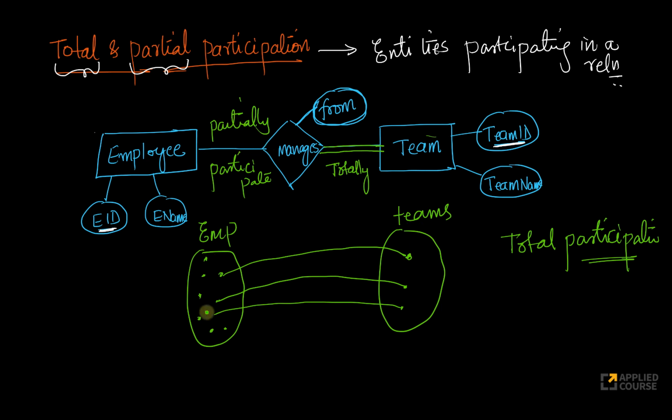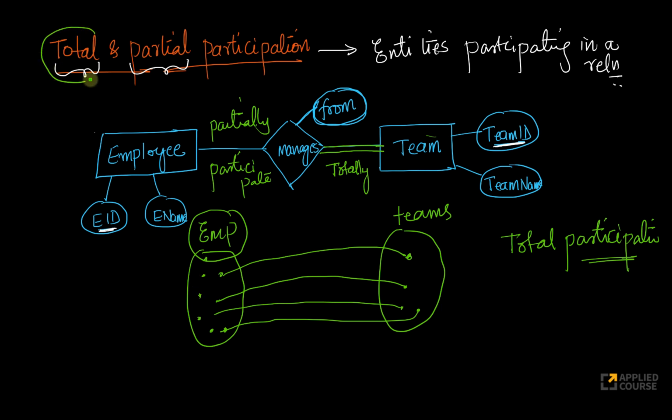This is a set theoretic view of understanding it. For every team here, there has to be a manager, because these lines represent the manager's relationship. But every employee here need not be managing a team. Hence, the employee entity is only partially participating, because it's not totally participating, while the team entity is totally participating in this relationship.